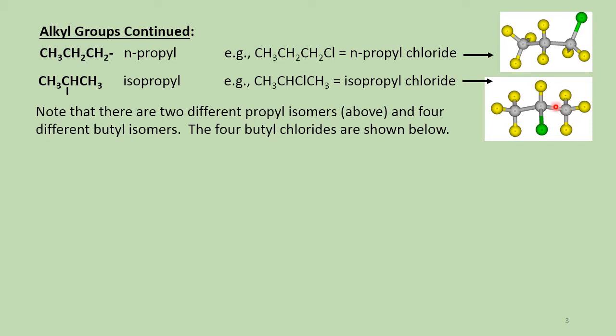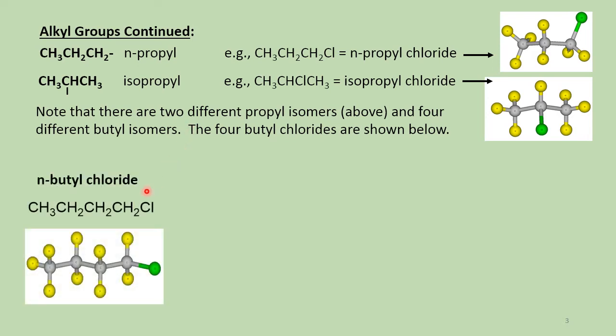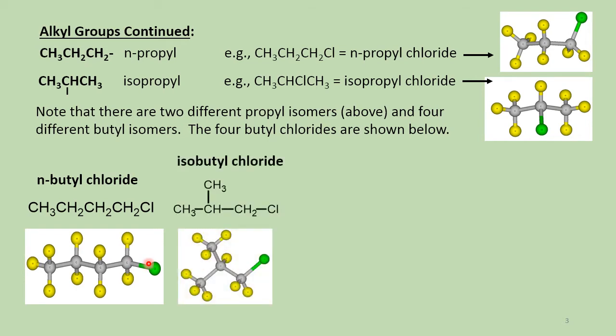Now, whereas there were 2 different isomers of the propyl group, there are in fact 4 different butyl isomers, and I've drawn 4 butyl chlorides below to illustrate this. We'll start with n-butyl chloride, n meaning normal or unbranched or straight chain, as shown with the chlorine on the end. This next structure is named isobutyl chloride.